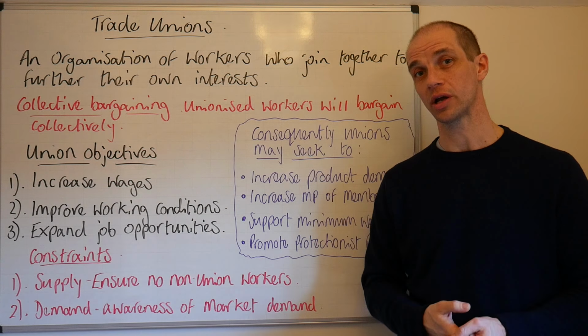Okay, our third point, to expand job opportunities. Okay, so the trade union will want to ensure that more people are generally being employed and there's enough coverage and staff aren't being asked to do too much. There are a number of key constraints to which a trade union will actually operate though. And our first one is on the supply side, and that is really they want to ensure that every person who works in a given industry is a member of that trade union.